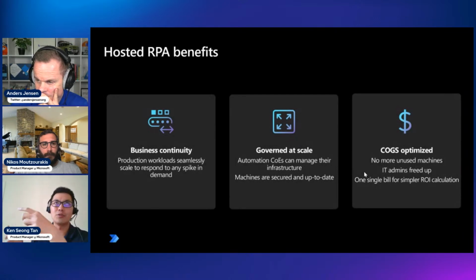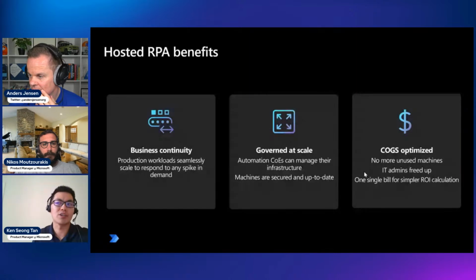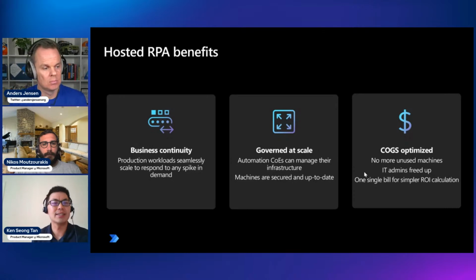Essentially, it's pretty straightforward now. With hosted RPA, you size your machines automatically to have business continuity. That's very important to be able to meet any demands or spikes in the workload. Number two, all your virtual machines, your VM images, your custom VNets are available and managed from the portal, so you can govern it at scale. A lot of what we hear is that as customers using RPA grow in workload, the number of machines they need to manage becomes a problem as well. This is where everything can be governed at scale.